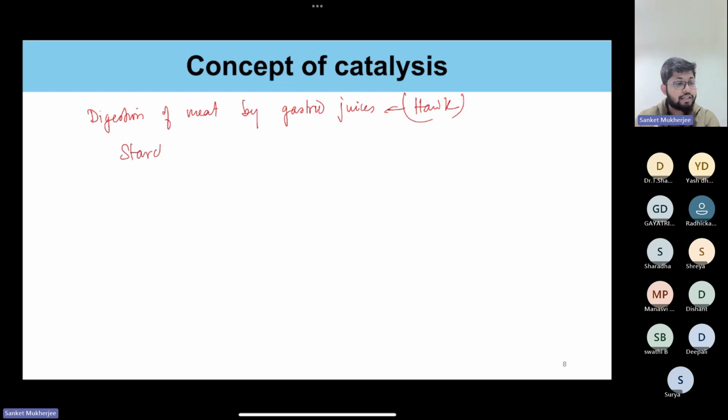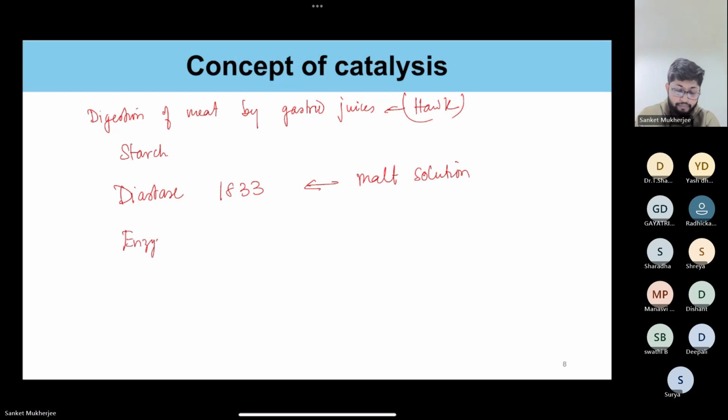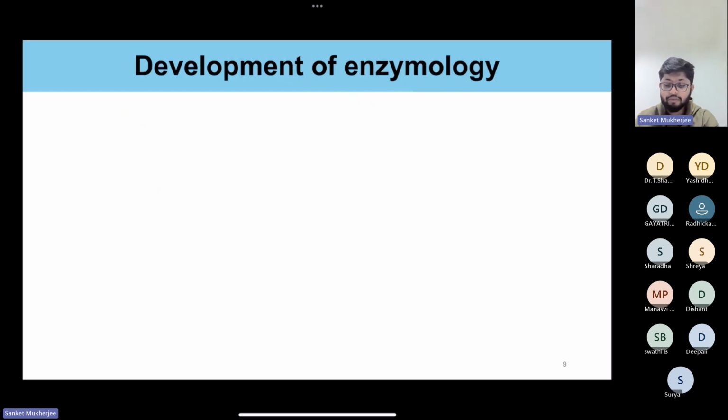So the French chemist Anselme Payen was the first to discover the enzyme diastase in 1833, and diastase was extracted from a malt solution. The study of enzymes is called enzymology. This subject is pretty popular, and we will discuss different enzymes, how they work, and everything. But before that, let's look at the history.